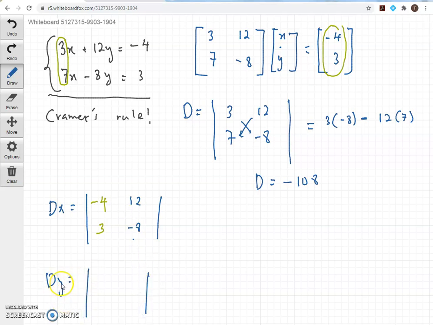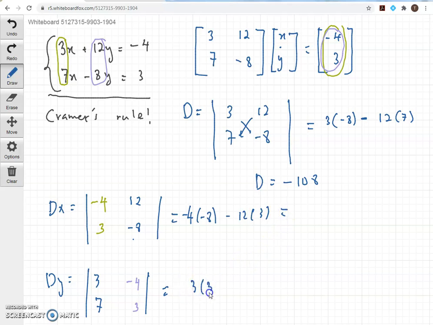Same goes for calculating Dy. Because this is the determinant of y, you change the y column. You cannot write 12 and negative 8 here, but instead you write negative 4 and 2, and the x column stays as the original, which is 3 and 7. Then you can solve for the values of Dx and Dy. I believe you are supposed to get negative 4 times negative 8 minus 12 times 2.